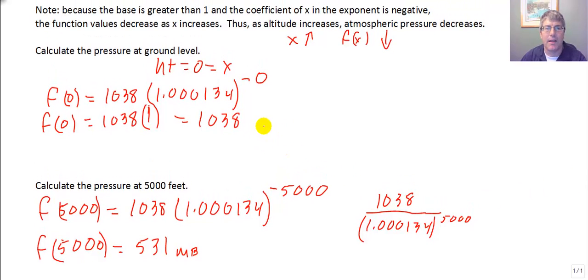And that makes sense. As we rose from ground level, our pressure went from 1,038 to 531 at 5,000 feet. It decreased. So as our altitude increased to 5,000, our atmospheric pressure decreased. So there's a couple good examples of application of exponential functions, one for growth and one for decay, and we will see you in class.